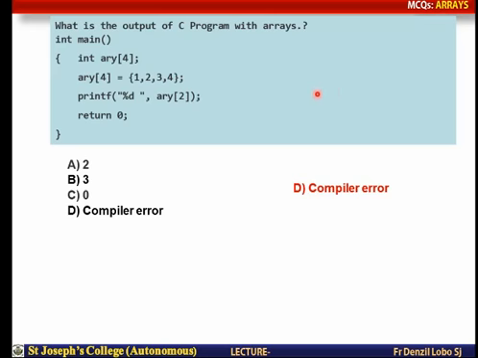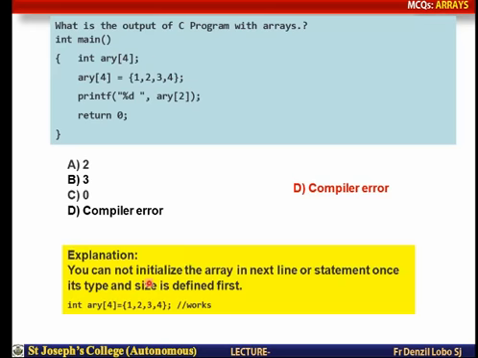Compiler error. Why is it a compiler error? Because, as you see, you cannot initialize the array in the next line or statement once its type and size is defined. Here we have defined it and then initialized it. No, you can't do that.